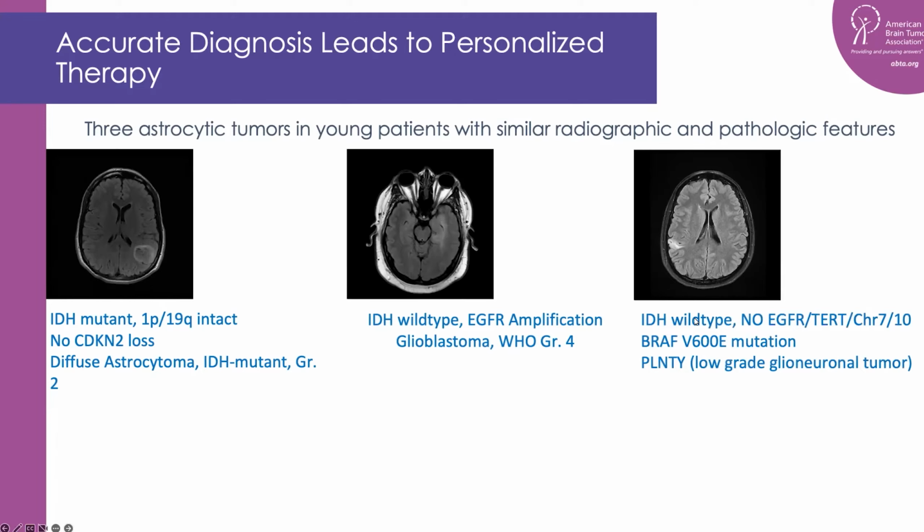And this one is a rare type of tumor. It was IDH wild type, did not have the glioblastoma alterations. It has a mutation in this gene called BRAF, which we'll talk about in more detail.